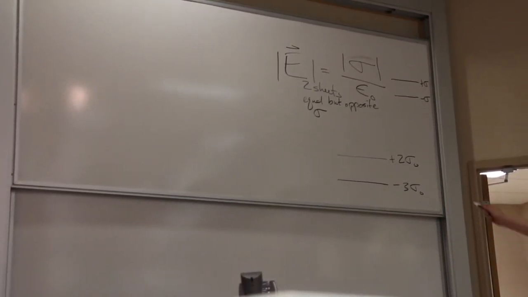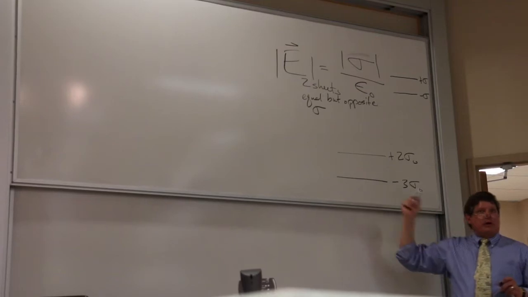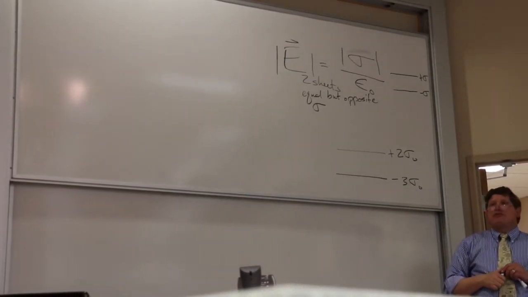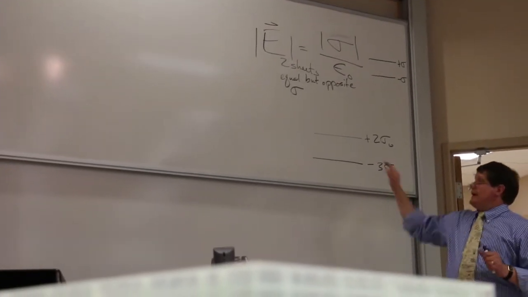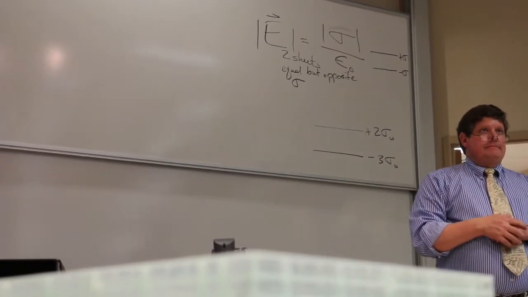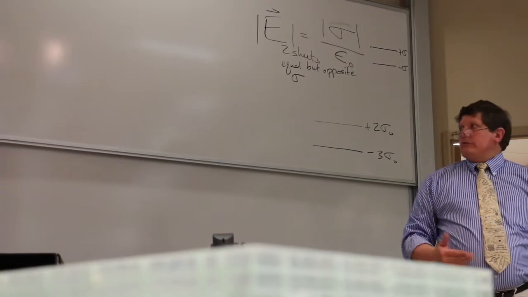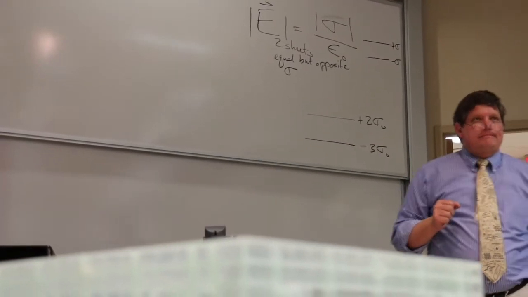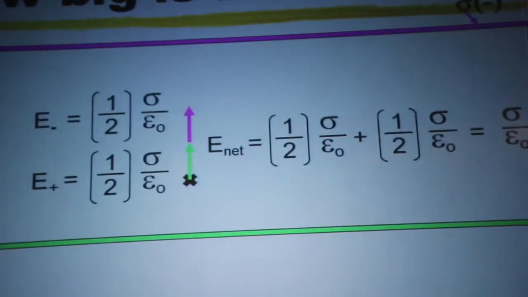What would you do with a problem like this? You've got one for homework. Superposition. Yeah, you treat each of these as if they were a single sheet. You add up the contributions just like we did here. Okay. Now, outside the field is 0.